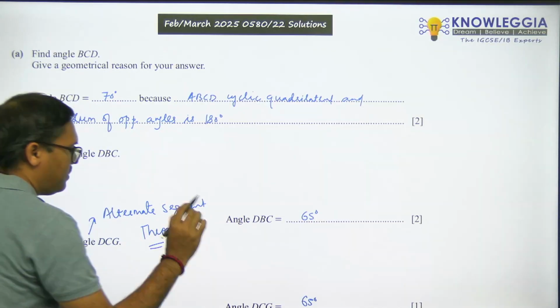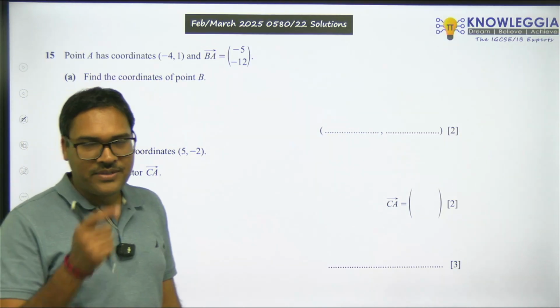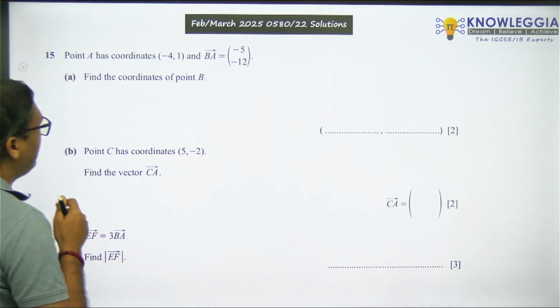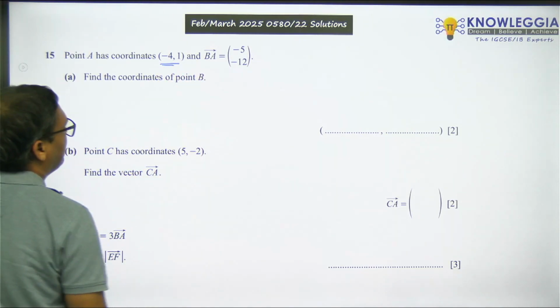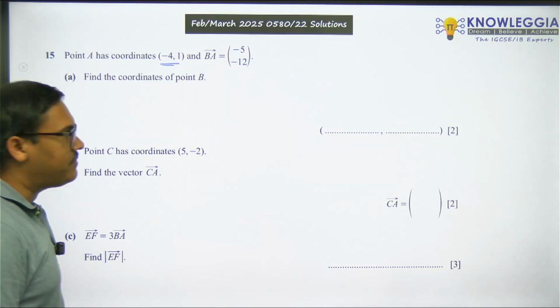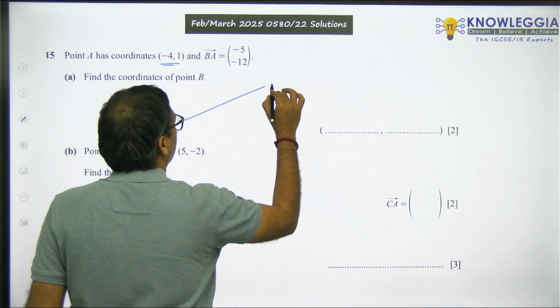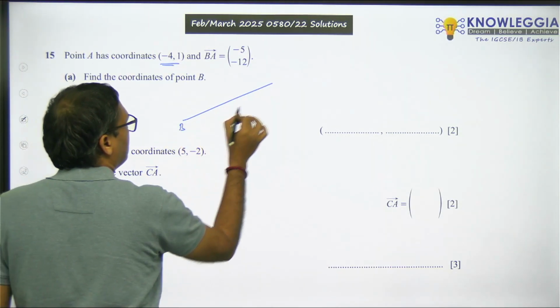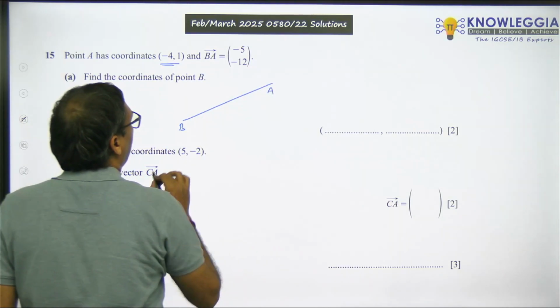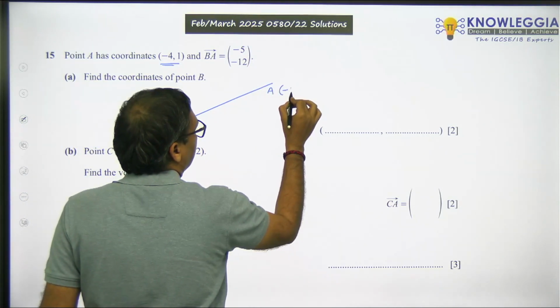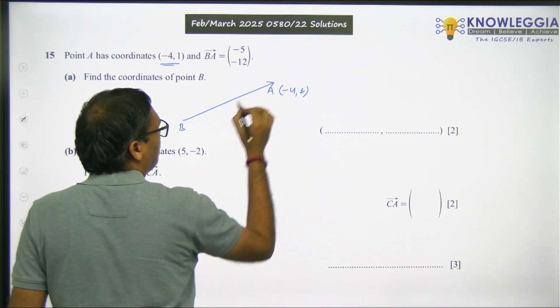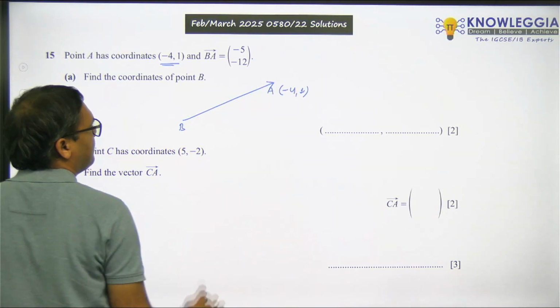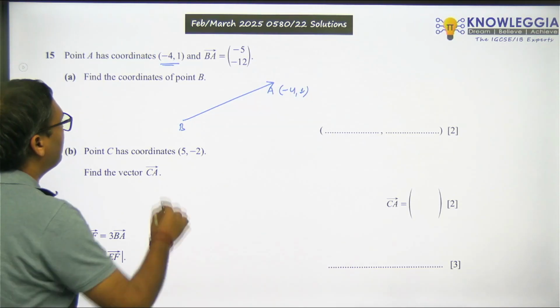Okay, right? So now the next question is, point A has coordinate, this is given to you. Point A has coordinate, and BA vector is given. Find the coordinate of point B. So basically, it's like this. Let's say this is point B, this is point A, and the coordinate of A is, let's say, minus 4 comma 1 given to you, and BA vector is given. B to A, that is the BA vector, is given to you. So you have to find the coordinate of B.